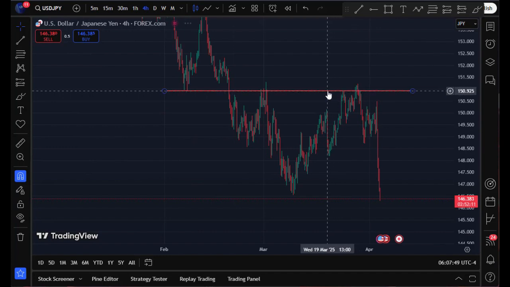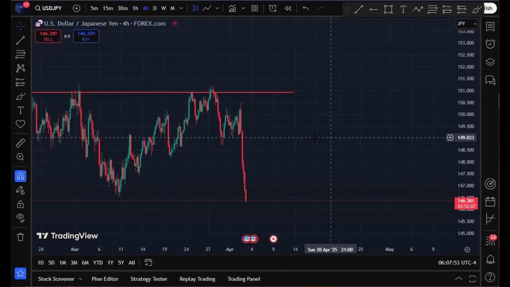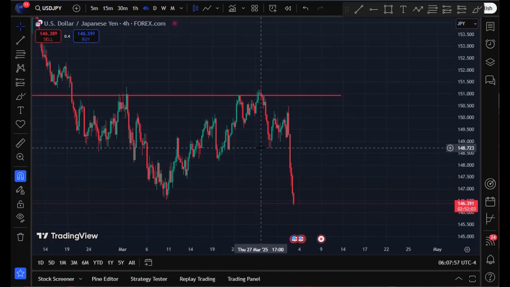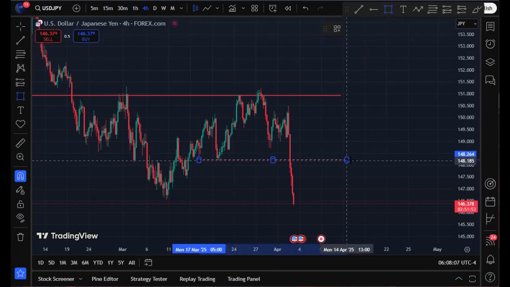Now remember, this is a higher time frame support broken turned resistance, and for us to take our entry, we can now refine that by looking for a lower level of support that would potentially act as resistance, or broken support that could potentially act as resistance. And if you look at this area here, we have a couple of them.